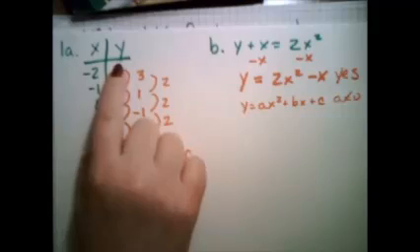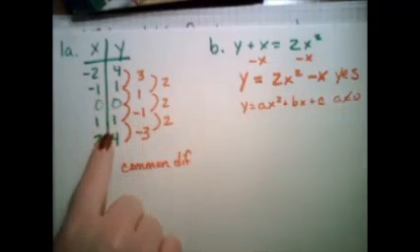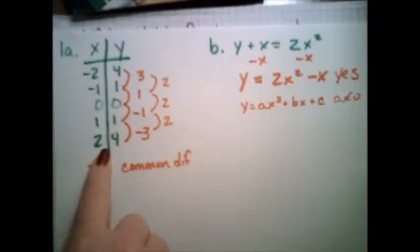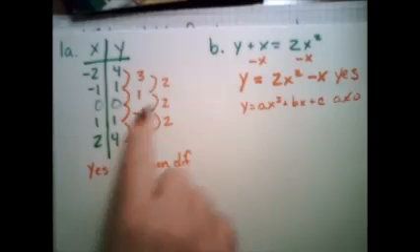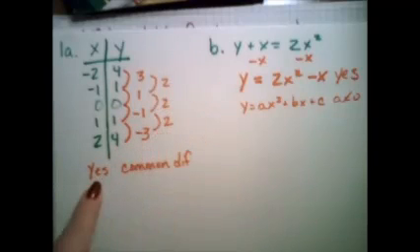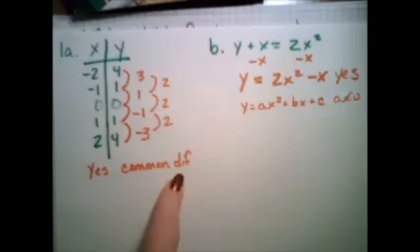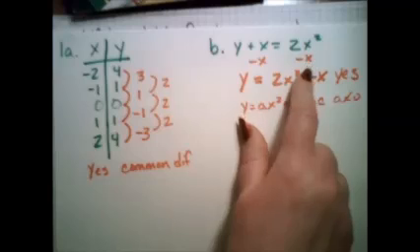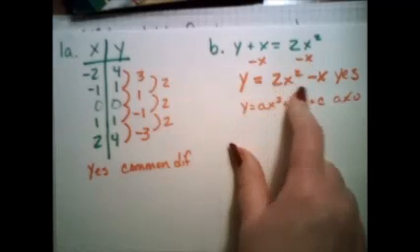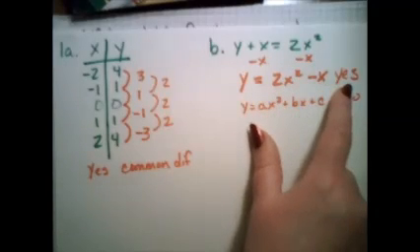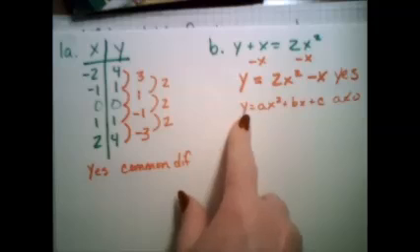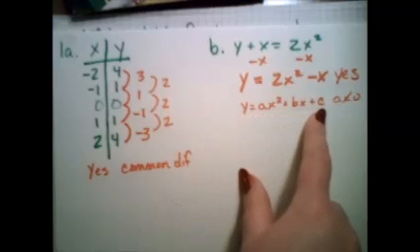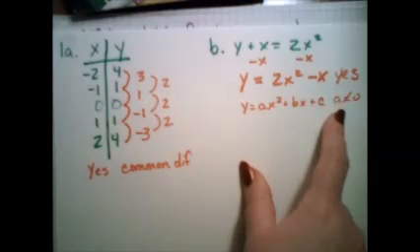So for number 1a, I put all of the points in a chart, and we found the first difference, and then we found the second difference. And yes, this is a quadratic function because it has a common difference of 2. In B, I rearranged, I subtracted x from both sides. Y equals 2x squared minus x. That answer is also yes, because it can be written in this format, and a does not equal 0.